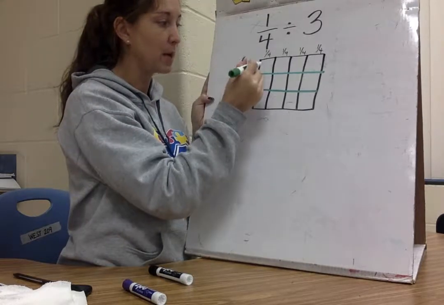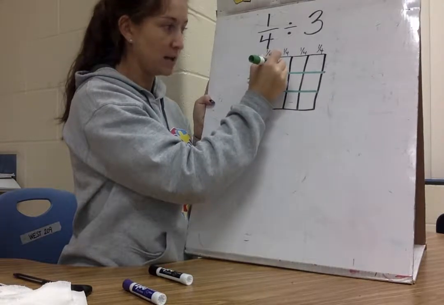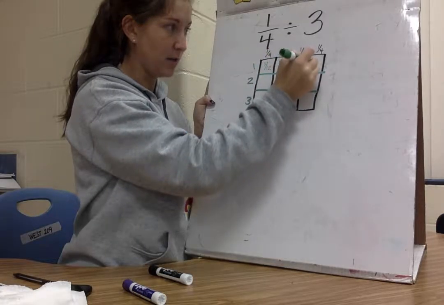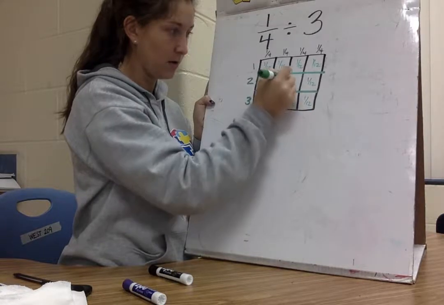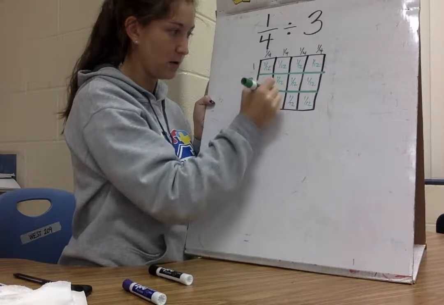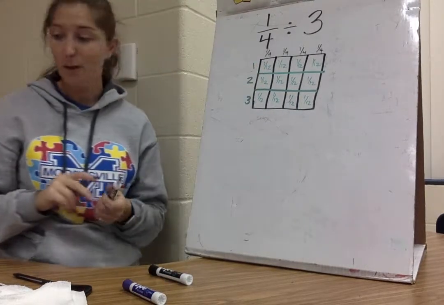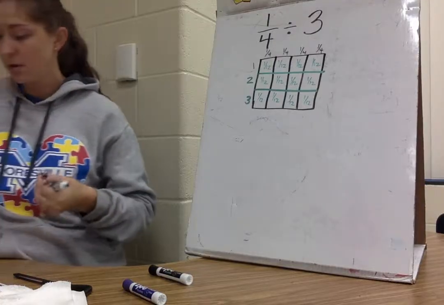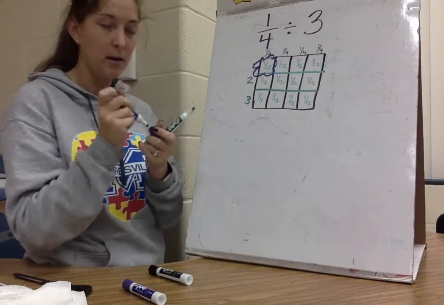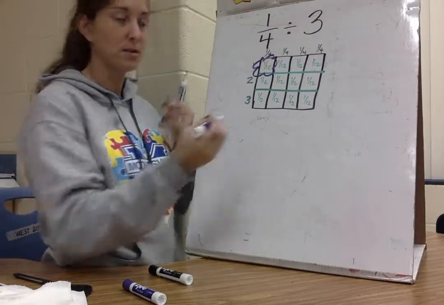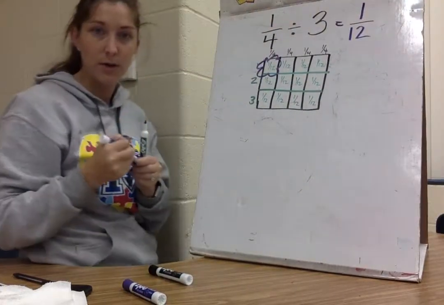So this one box right here represents the fraction 1/12. This box is 1/12, this box is 1/12, and so on, every box is 1/12. Therefore, my answer is going to be found inside of one of those boxes. One of those boxes represents 1/12, therefore my answer is 1/12.